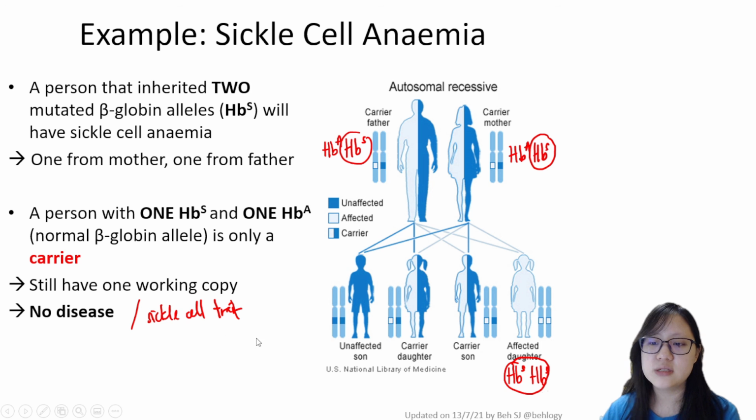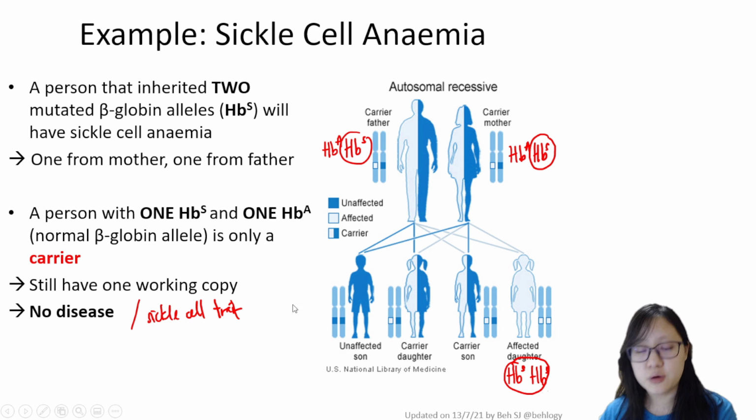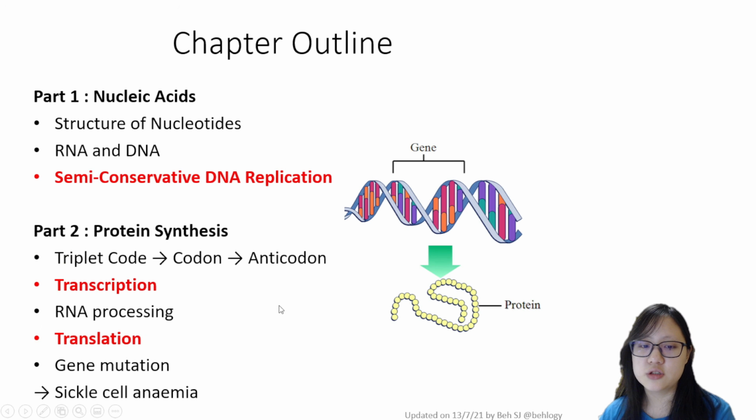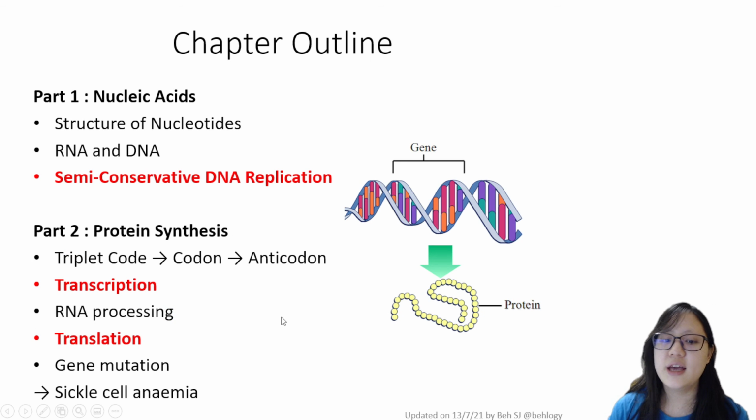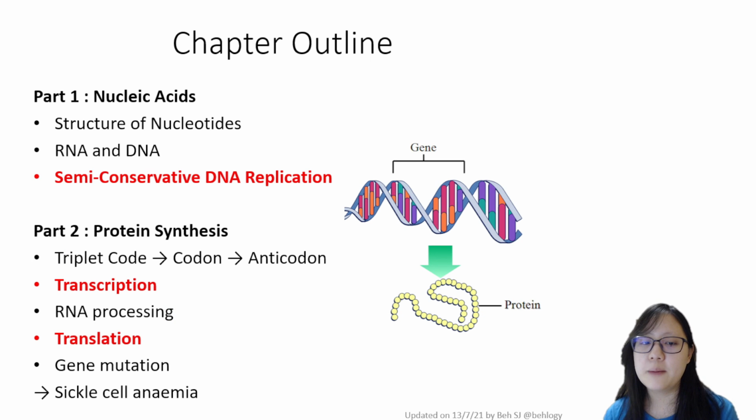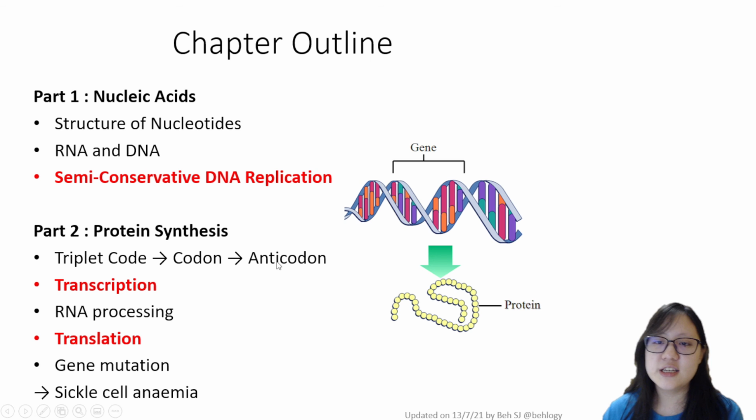However, they do not experience the disease because they still have 1 working copy, 1 allele that is perfectly fine. So they do not experience the symptoms at all. They have enough functional beta globin alleles to make functional hemoglobin, which allows them to function normally. So yeah, that is sickle cell anemia for you. And with that, we have pretty much come to the end of the chapter.